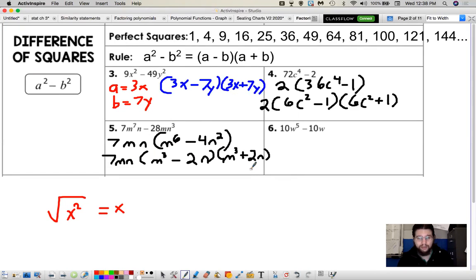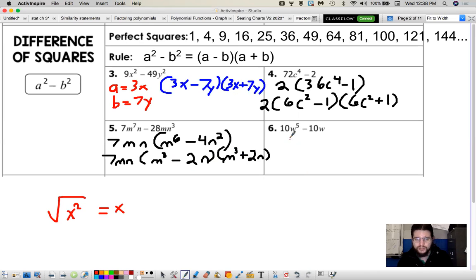Sometimes you'll be able to break it down further. This might also be a perfect square, or sorry, a difference of squares. So you'd have to do it again. In this case, it is not, but always check after you think you're done, make sure you're done. Check and make sure there's nothing else you can factor out of these things.